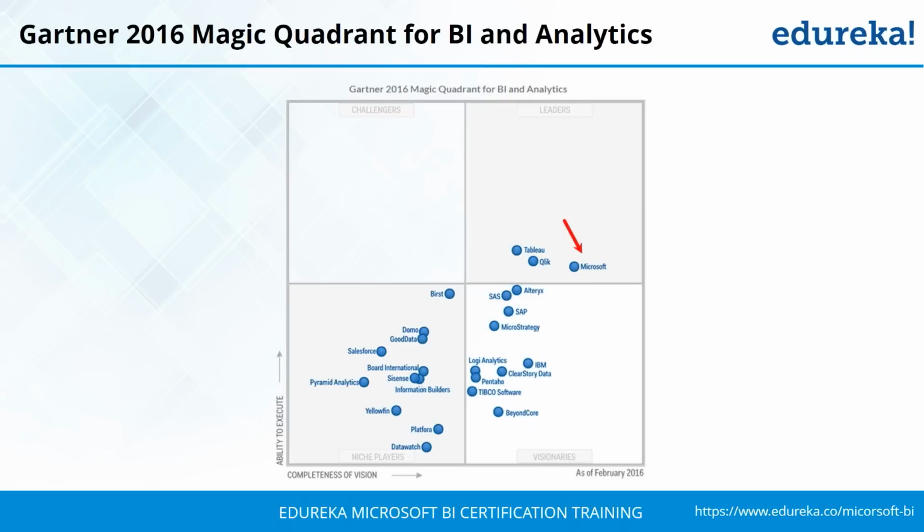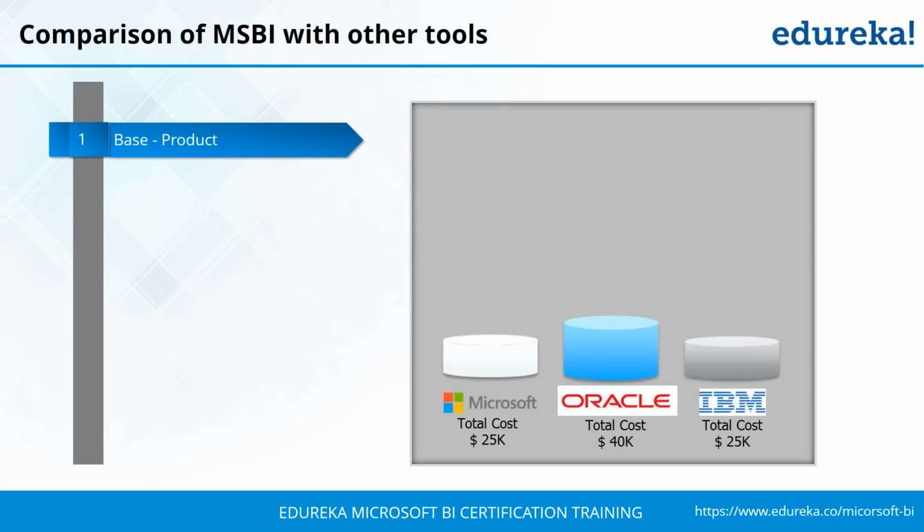According to their result set in February 2016, Microsoft is a leader in both completeness of vision and ability to execute. So we have only Tableau and QlikView, but still if you look into that, Microsoft is a big leap ahead apart from all of their peers. You see all the other companies, all the other products, they are lying in a different quadrant. Microsoft is leading the chart when it comes to BI analysis. So let's take a look at how MSBI is different from other tools.